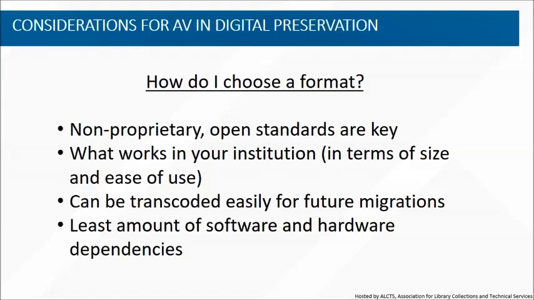I'm not going to drill down into specific characteristics as I did in the first part of the webinar series, but here's some takeaways. Make sure that your format's non-proprietary and it's as open as possible. Like I said earlier, consider what works in your institution in terms of perhaps the size of your institution and ease of use in your institution. Can the file be transcoded easily for future migrations? This is the concept of if a file format can't be supported in your environment anymore, it does need to be transcoded so that it can be supported in the future. And you also want to consider the least amount of software and hardware dependencies.